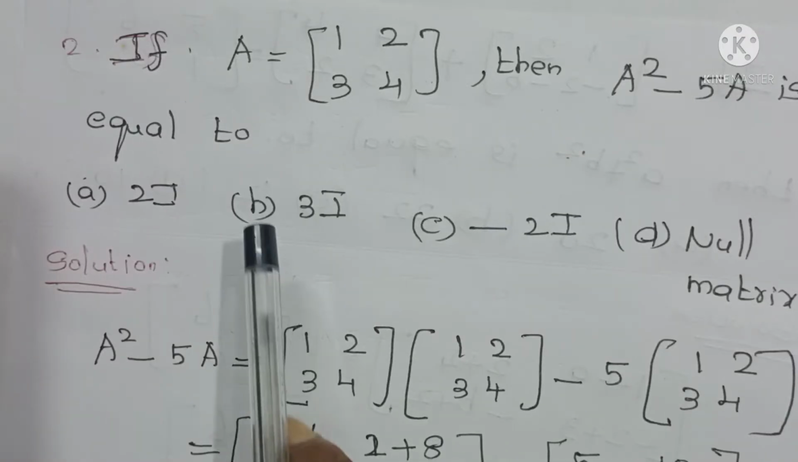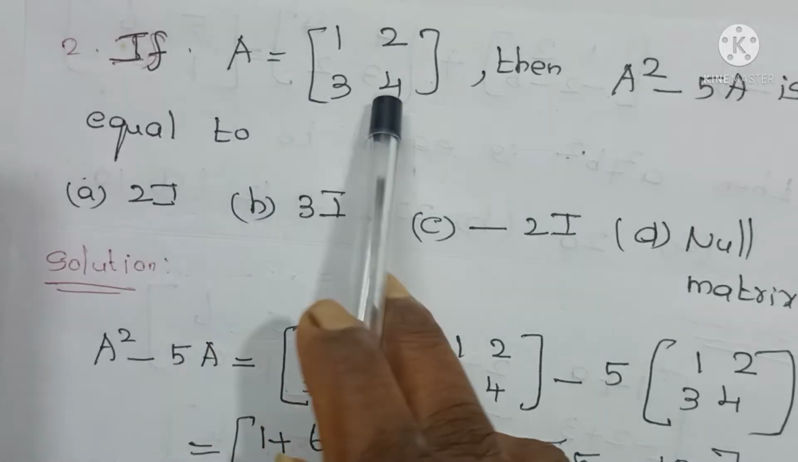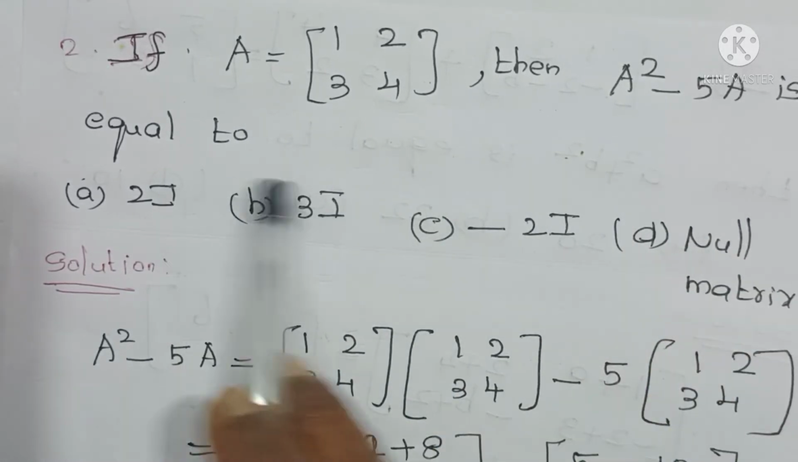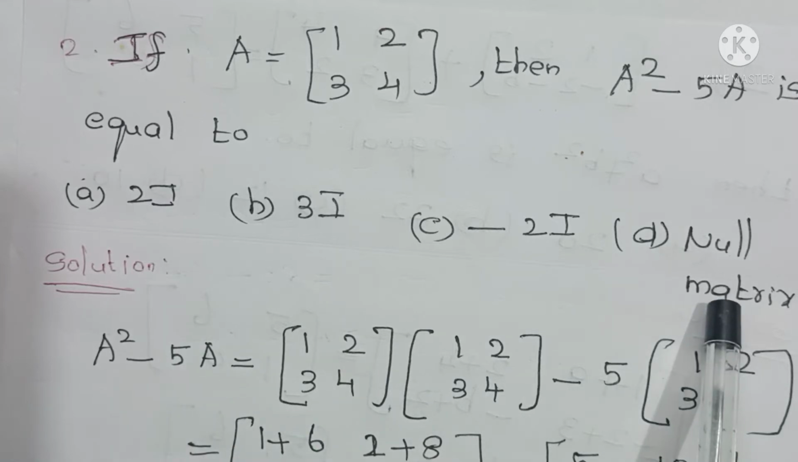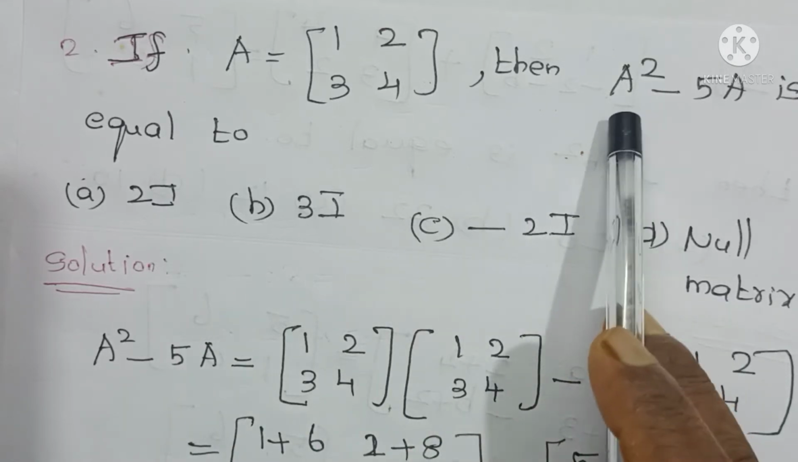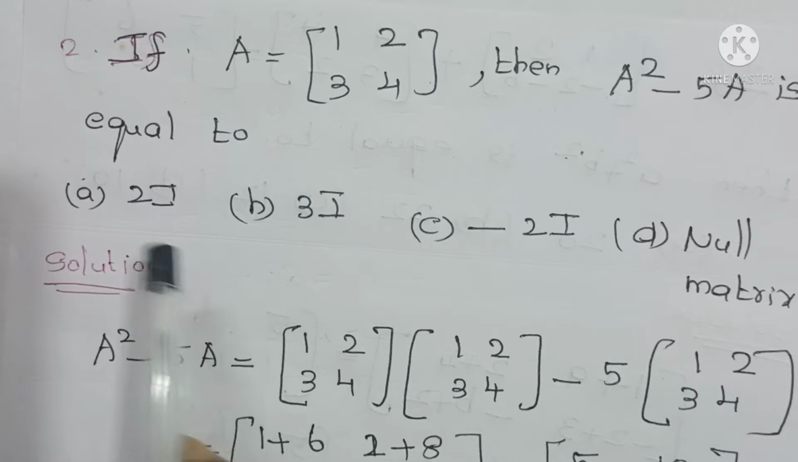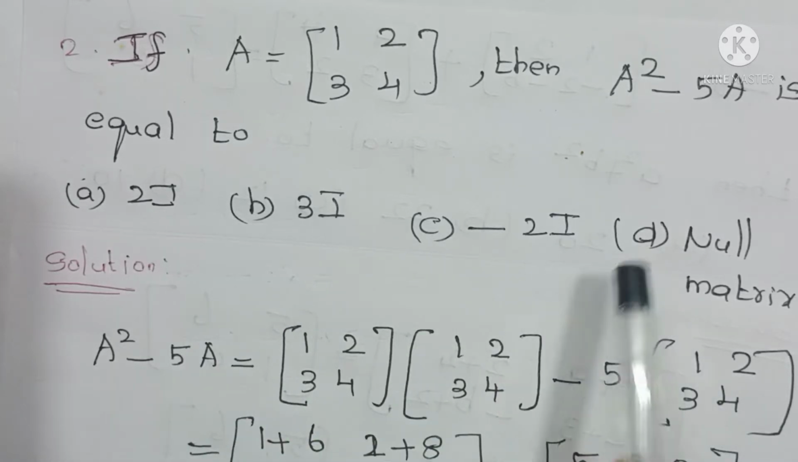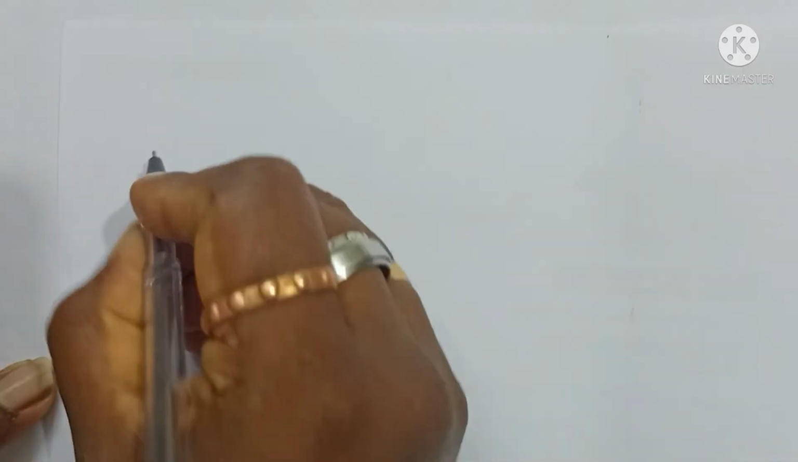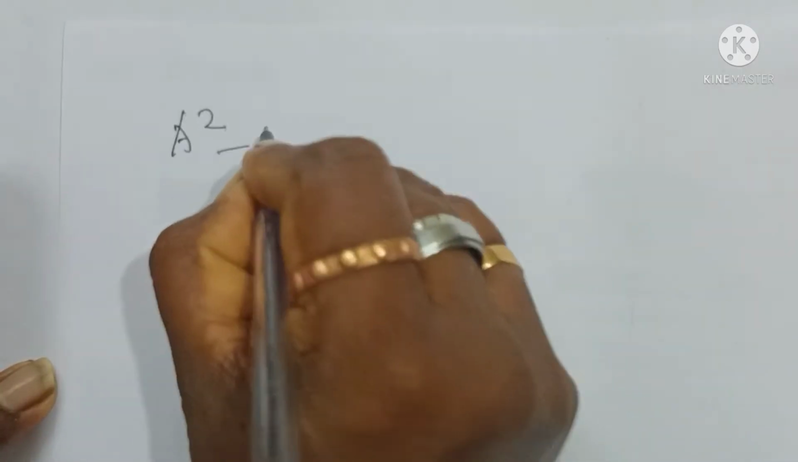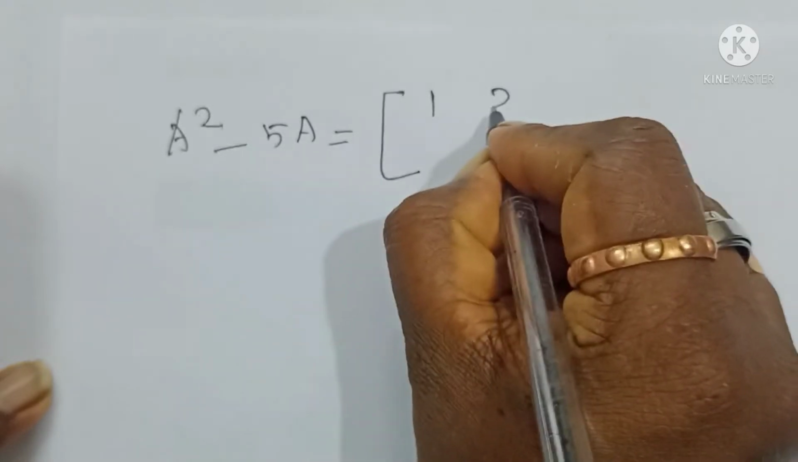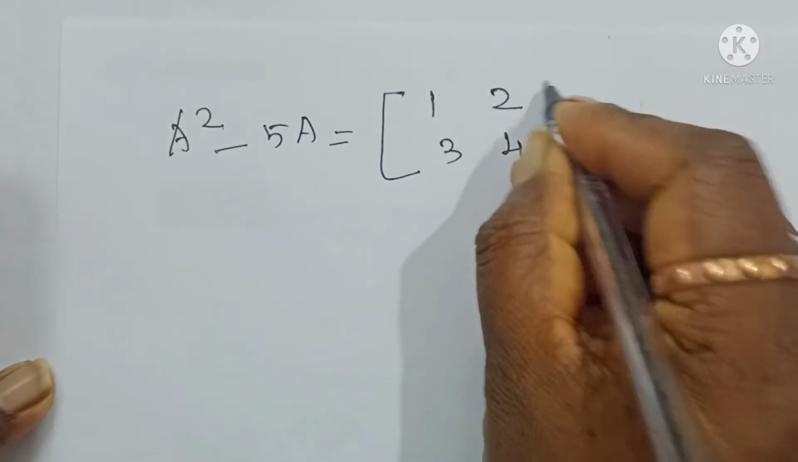Let's move on to the second question. If A is equal to [1, 2; 3, 4], then A squared minus 5A is equal to, they have given 4 options. We have to find A squared minus 5A. The answer should be in I. Here you see 2I, 3I like this. Let's do it. So we have to find A squared minus 5A. What is A? They have given: 1, 2, 3, 4.